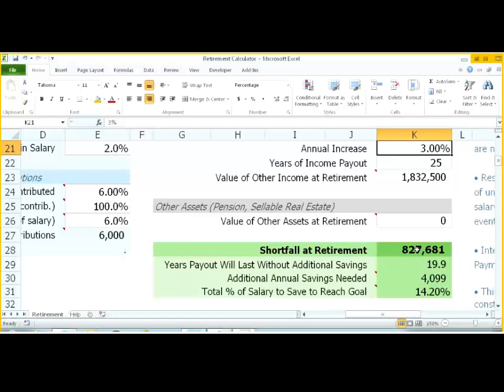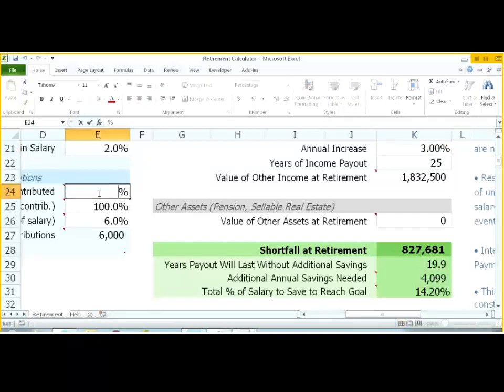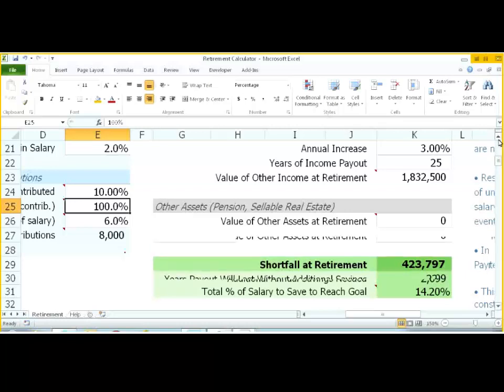So how do I make up that difference? Well, if I have a pension plan, then that might help me. Or I might have to save more money. So if I go back over here, instead of saving 6% of my salary, if I save 10%, then I'm only short $423,000. Okay.